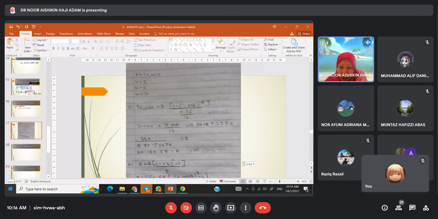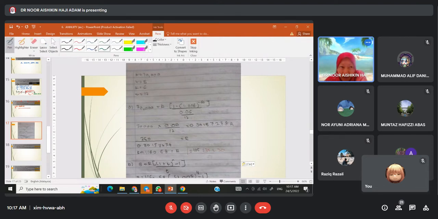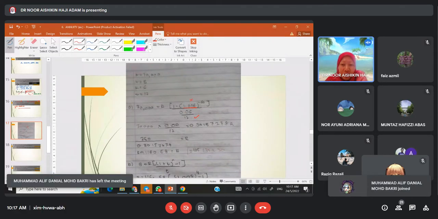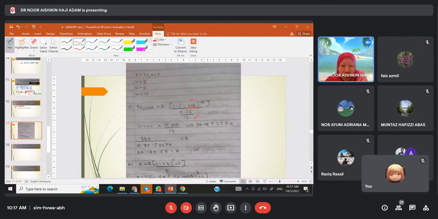Hmm. Kat sini kan? 1 plus I. Apa yang you buat? You salah kat sini. You punya 1 plus I salah. And 0.06/12 ni betul. Because that is just I. Betul tak? Kat situ salah. It will be 1 plus 0.06/12. Kat situ salah. To the power of -60. Why -60? T times M. So 12 times 5 is 60. Betul. So everything else is correct except for that part. 1 plus I. Okay, Adriana?